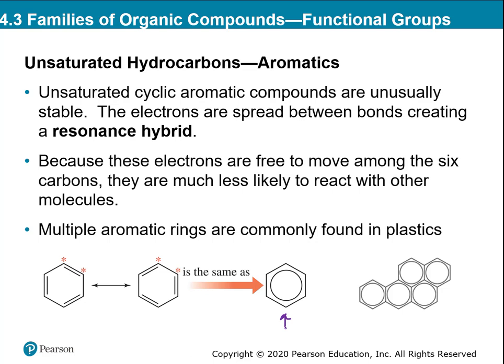What that is showing is the 6-membered ring, but it's trying to show that it's almost like 1.5 bonds each. So you'll see that circle shape to it. All of these are referring to the exact same thing. And that last picture shows you 5 of those rings all linked together, which is really common in some plastics.